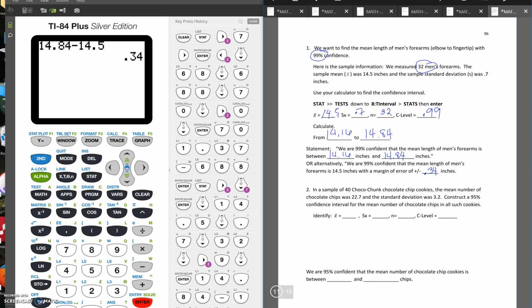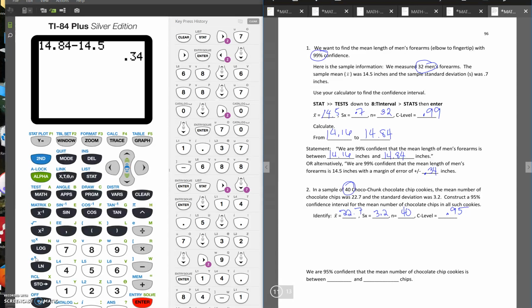We're going to do another example here. It says in a sample of 40 Choco Chunk cookies, the mean number of chocolate chips was 22.7, so that's our x bar. And the standard deviation was 3.2, so that's our Sx. Construct a 95% confidence interval for the mean number of chocolate chips in such cookies. So our n was how many we sampled, so that's 40, and our confidence level is going to be 0.95.